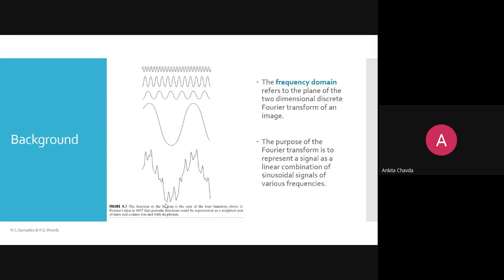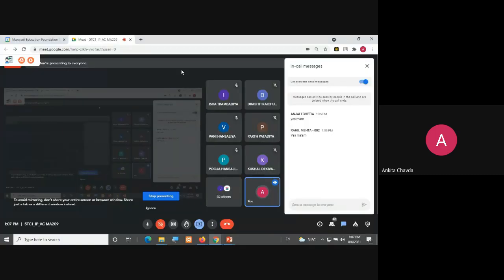So here the frequency domain refers to the plane of the two-dimensional discrete Fourier transform of an image. The purpose of the Fourier transform is to represent a signal as a linear combination of sine signals of various frequencies. So these are all with various frequencies. You can check. What does frequency mean? Can anybody tell me? What is frequency?